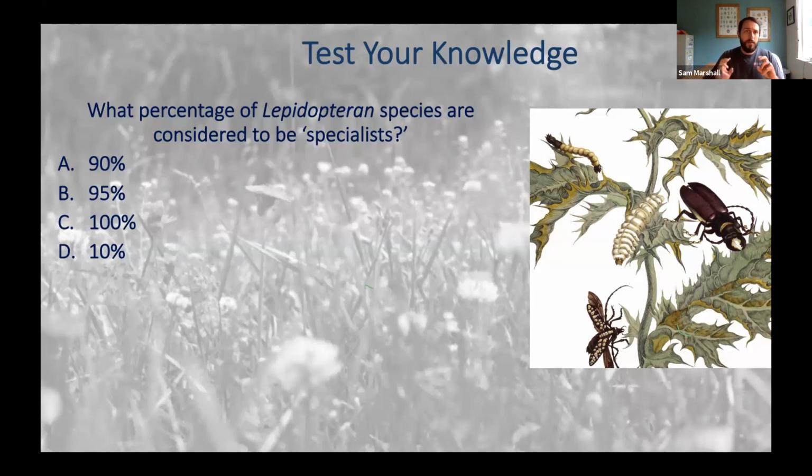So 90% feed on, in some cases, just one genus of plants, say milkweed, for example, within the genus Asclepias. But some, even though they're considered specialists, have a broader palette. They may feed on plants within a couple of different families, but they are still considered specialists. And then there are the 10% that feed pretty much on anything. Okay, very good there.